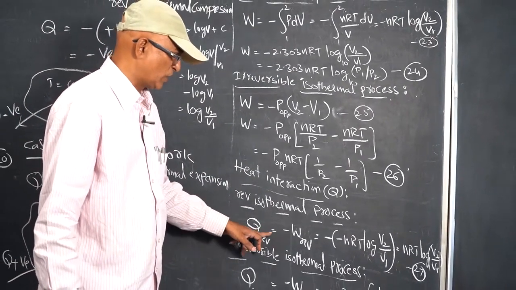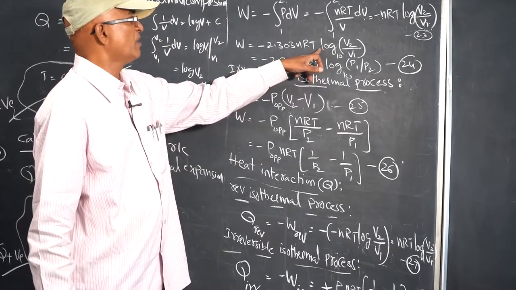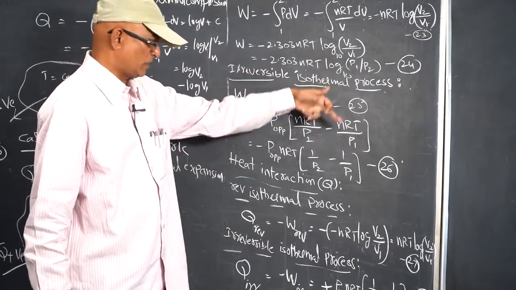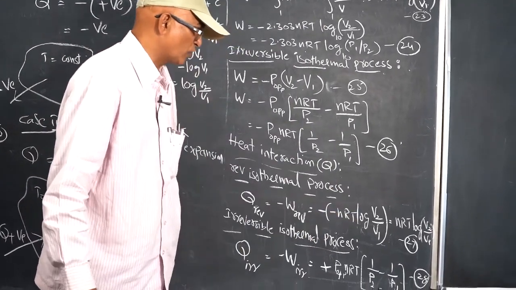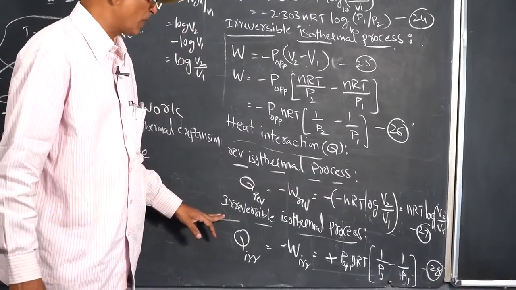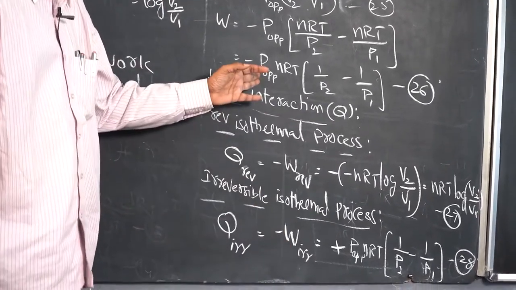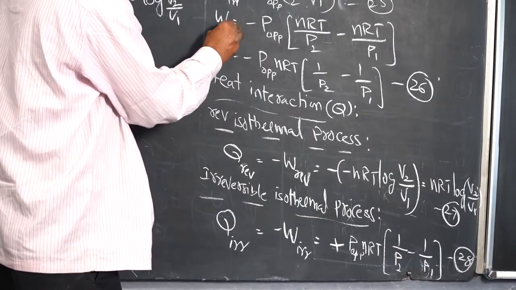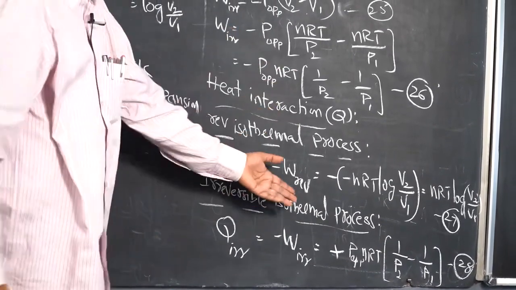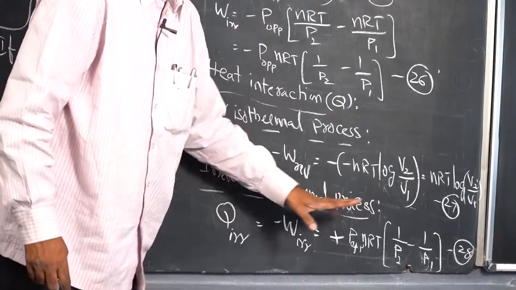So, Q reversible is equal to minus W reversible. W reversible we have already calculated, minus 2.303 nRT log V2 by V1. Substituting here, minus into minus becomes plus 2.303 nRT log V2 by V1. Now, for the irreversible isothermal process, Q irreversible is equal to minus W irreversible. W irreversible we have already calculated here. Substituting, minus into minus becomes plus P opposing nRT into 1 by P2 minus 1 by P1.